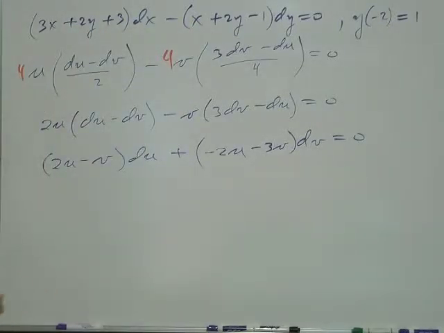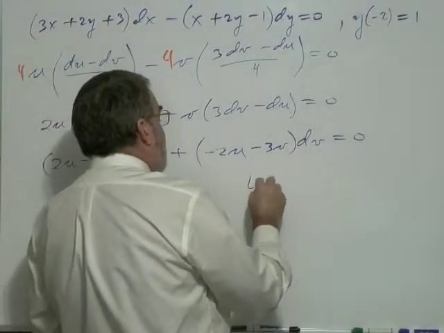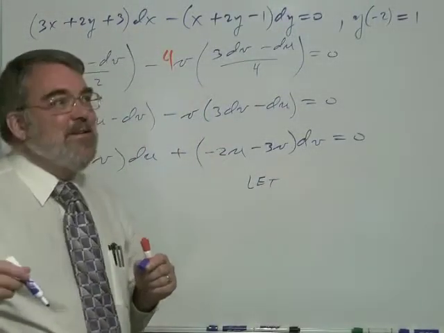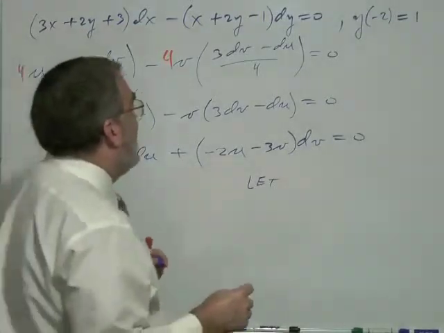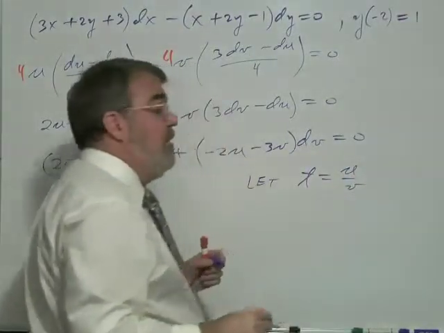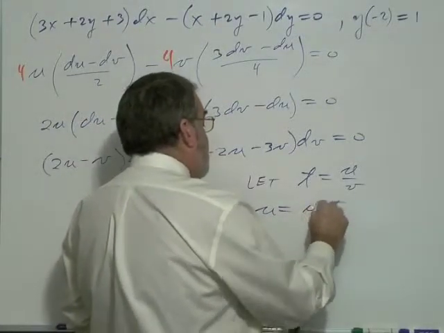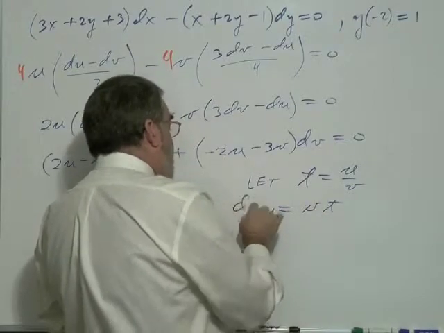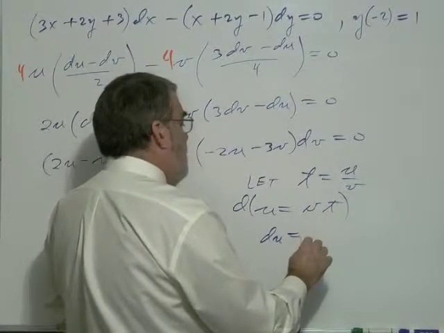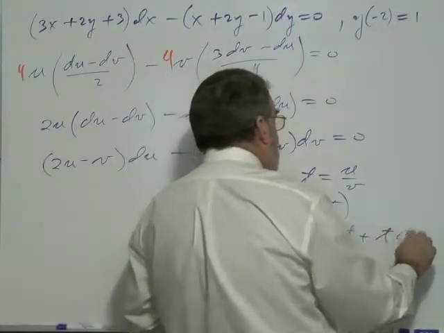Alright, well, at this point, what was our substitution? We need another variable, right? Since we have u's and v's, I need an extra variable. How about t equal to u over v, which means that u would equal v times t. And then take the differential of this equation. We have du equals v dt plus t dv.